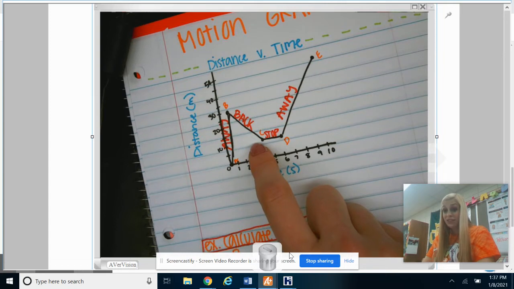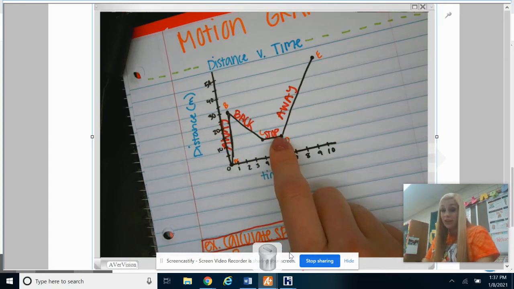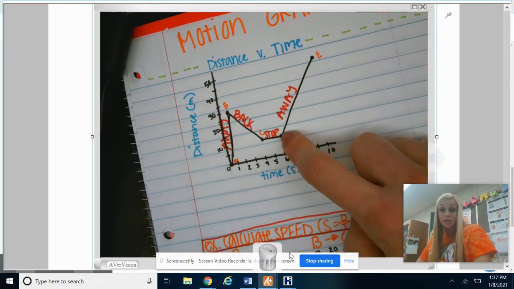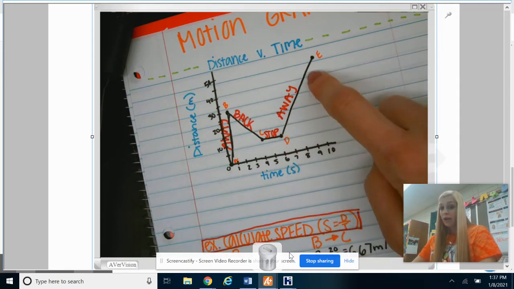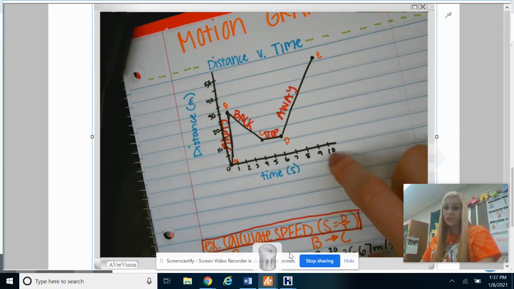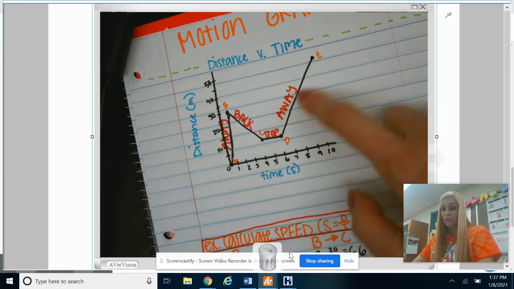And then we just stood there for 2 seconds. We stood there and we didn't move. We stayed on the 10. And then we decided to run away from the end zone again. And we ran 40 meters away. But it took us 4 seconds this time to run 40 meters away.